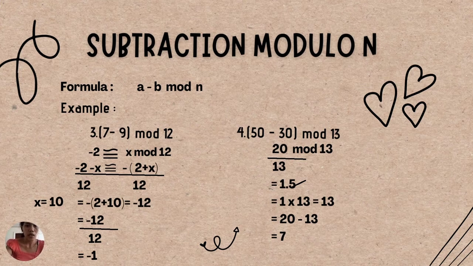Next, number 4, 50 minus 30 mod 13. So 20 divided by 13 equals 1.5. Get the whole number. 1 times 13 equals 13. So 20 minus 13 equals 7.